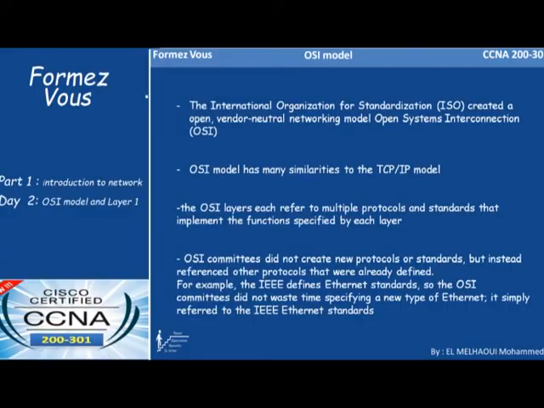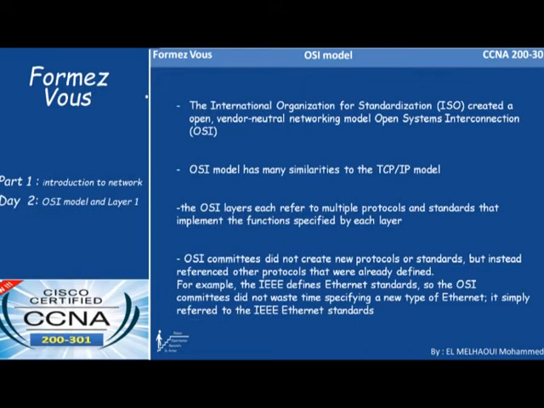As I said in the first video, in the 1980s the International Organization for Standardization, ISO, created the open, vendor-neutral networking model, Open Systems Interconnection, OSI, to aid competition and reduce complexity. The OSI model has many similarities to the TCP/IP model, which I detailed in the first video.